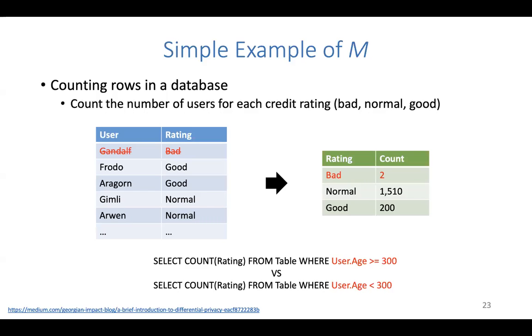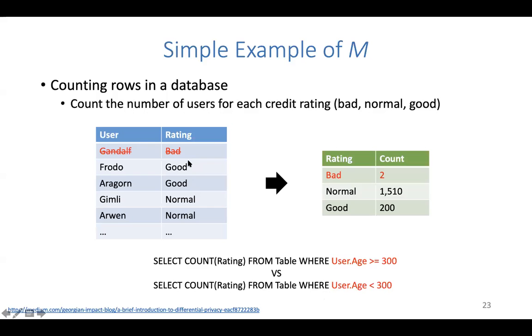So if we know that Gandalf is over 300 years of age, then we can use that information to make a specific set of queries that is targeted for Gandalf. For example, removing, excluding, or including Gandalf in the query. Let's say you're making a query like this: select count rating from the table, where, let's assume there's another column, the age column, where user age is greater than or equal to 300. And we can make another query that says select count rating from table where user age is less than 300.